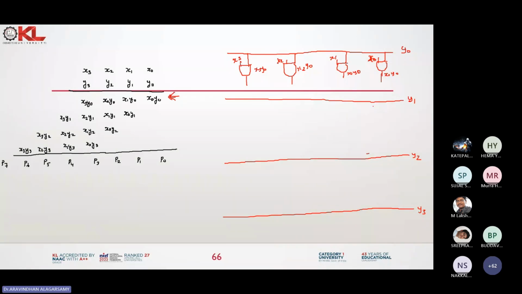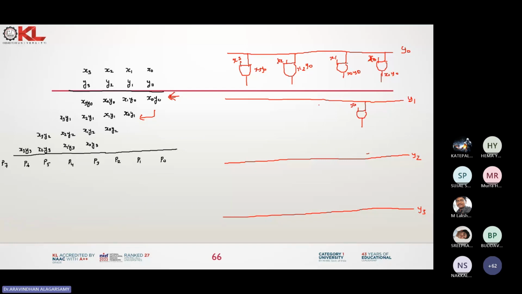Okay. Now let me write the next one, because we always have one left shift, right? So I'm not going to draw directly to this. Let me have one left shift from here. So what I'm going to write is x0 y1. Yes or no? So I can draw like this. This can be one AND gate. This is nothing but my x0, so I will write x0 output.